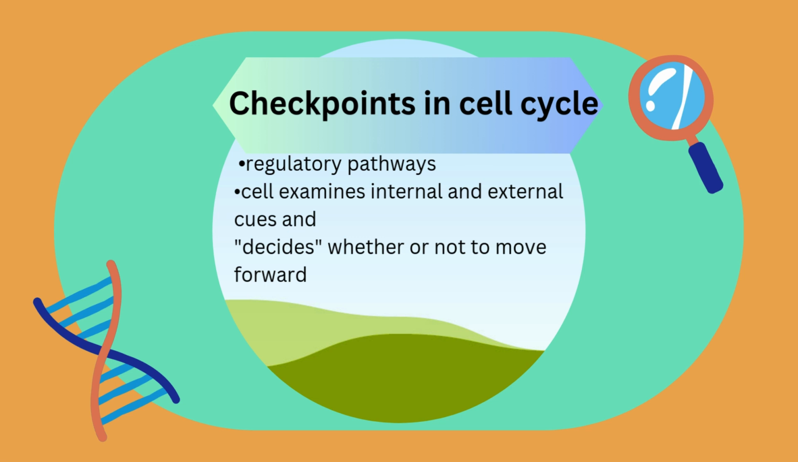Checkpoint is a stage in the eukaryotic cell cycle at which the cell examines internal and external cues and decides whether or not to move forward with division. If internal and external cues allow, then it will move forward with division. But if the internal and external cues do not allow, if the conditions are not good, it will not move forward. Basically, the purpose is to explain what is cell cycle, what are checkpoints, why they are crucial for maintaining cellular health, and how it prevents different diseases like cancer.